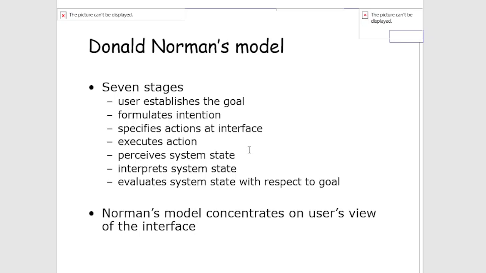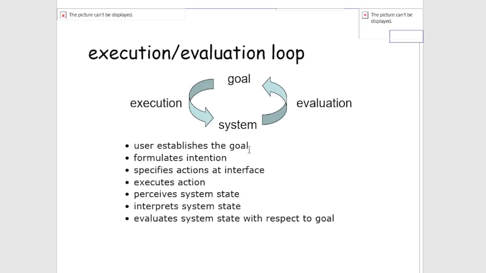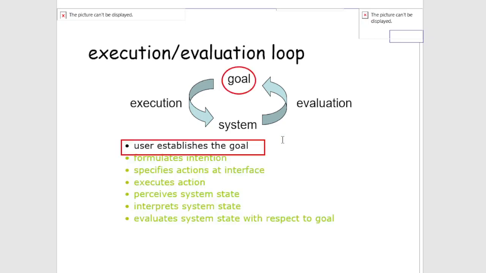So here Donald Norman's model mostly concentrates on the user's view of the interface. How the interface has become after having some intentions. Have we reached the goal or not? So here we have the execution and evaluation loop. Here we have a goal. At the beginning we have goal, execution. There is a system, some changes in the system, and then we are going to evaluate our system.